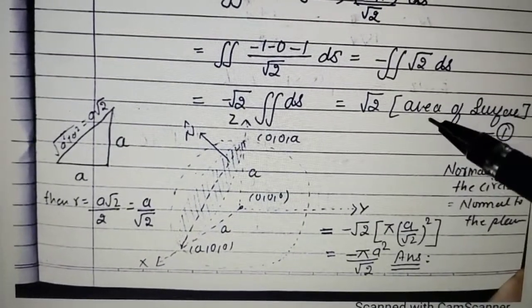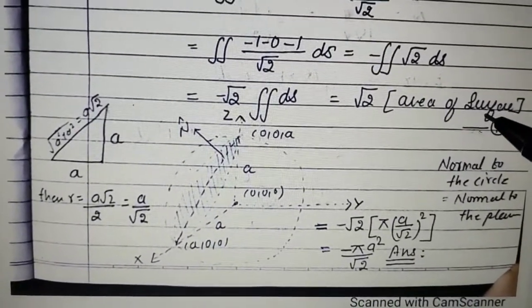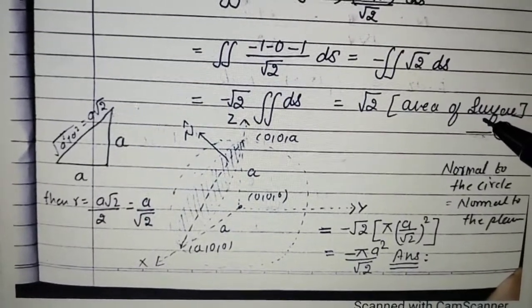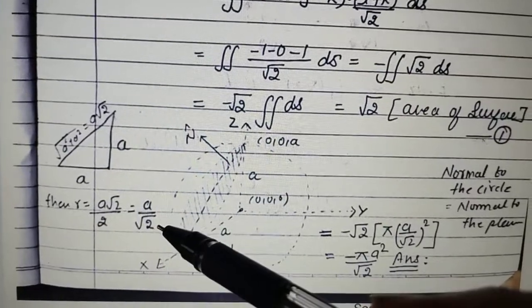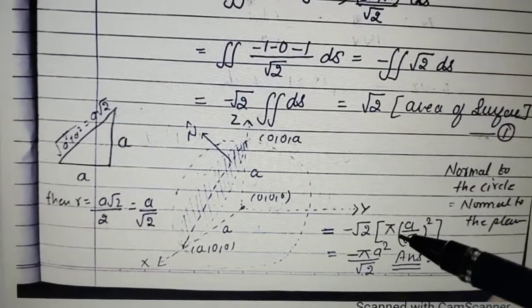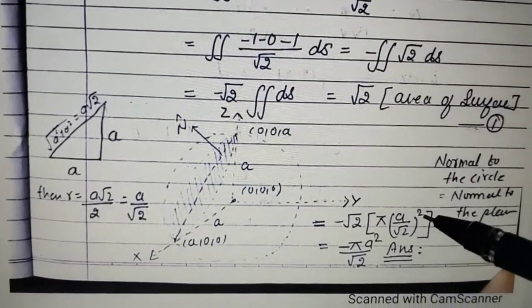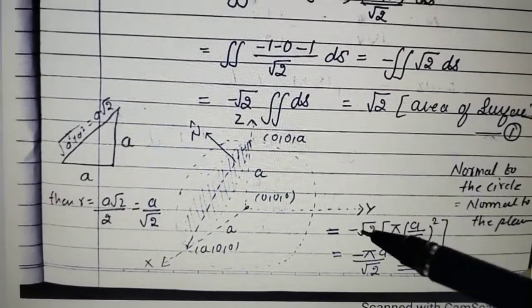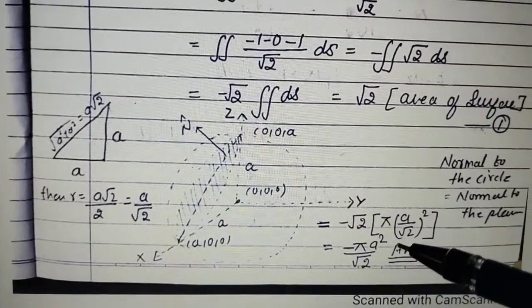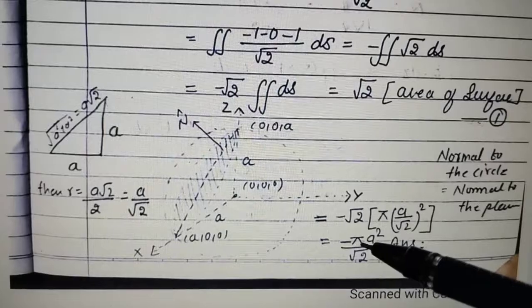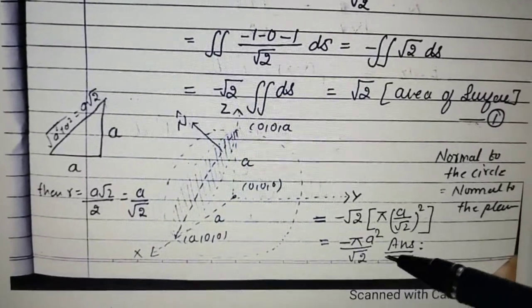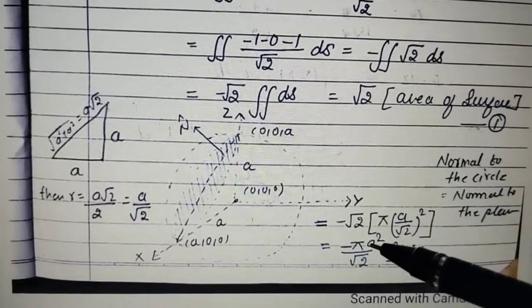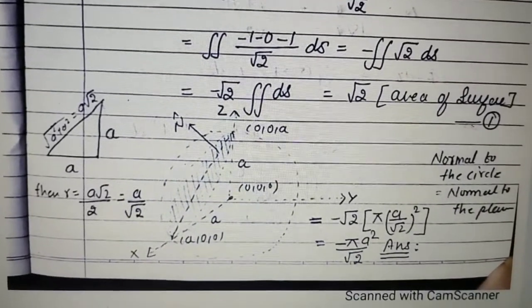So here, the area of the surface is the area of the circle, you know, pi r square. Here r is equal to a upon root 2. So it will be pi times a upon root 2, whole square. When we solve this, we will find the value minus pi a square upon root 2. This is the final answer. I hope you understand this. Okay, thank you.